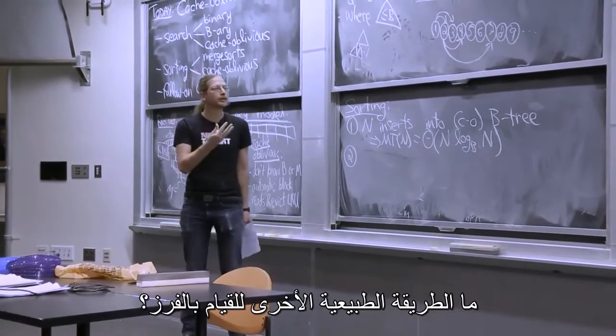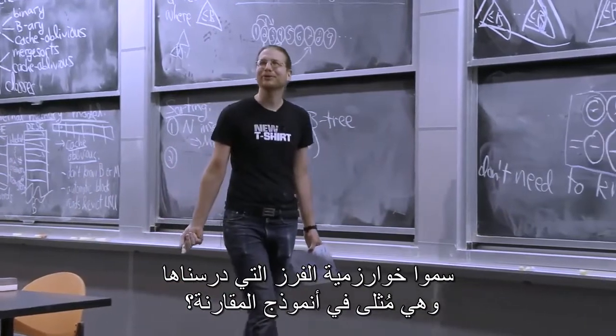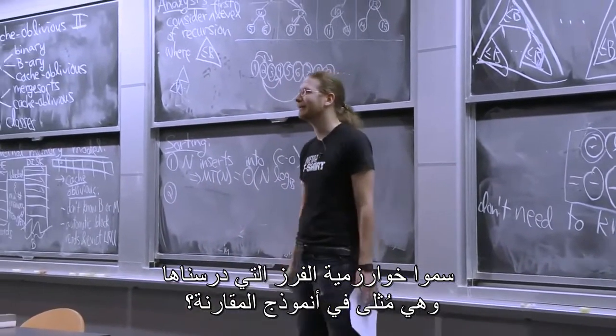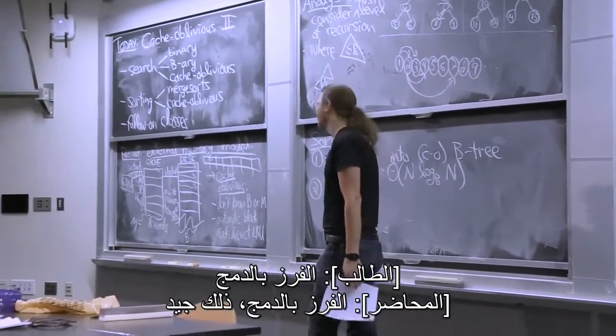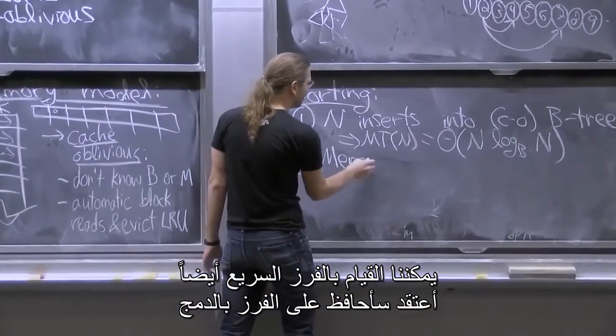So what's another natural way to sort? Name some sorting algorithms that we've covered that are optimal in the comparison model. Merge sort. That's a good one. Could do quicksort too, I guess. I'll stick to merge sort.